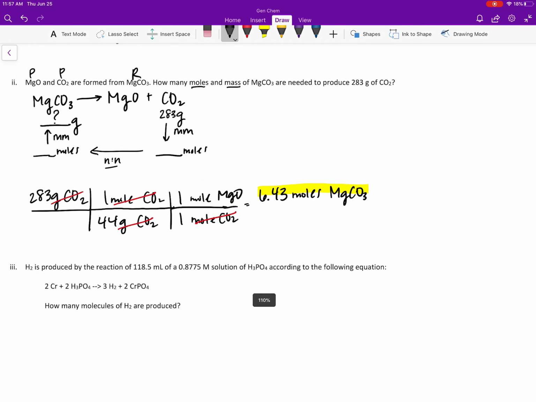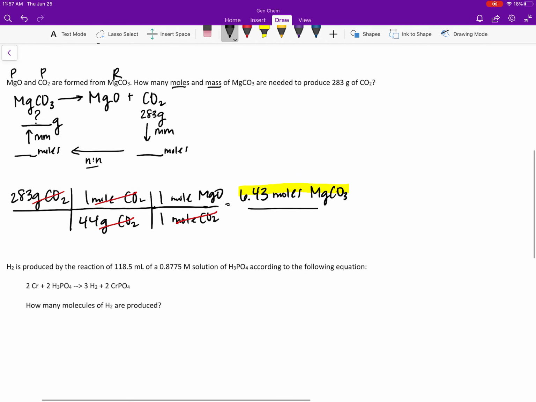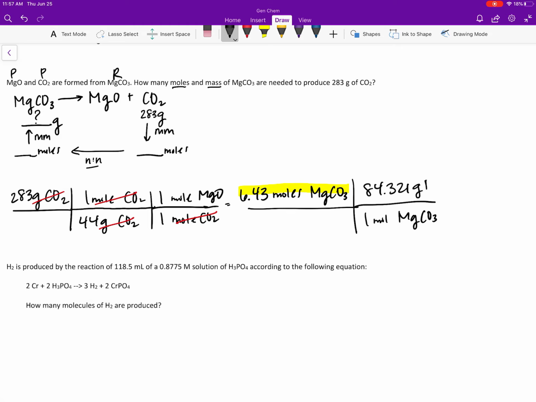So the next thing is to convert this to grams. So the molar mass of magnesium carbonate is going to be 84.321, and that's going to give me 542 grams of magnesium carbonate. 3 sig figs, and final answer.